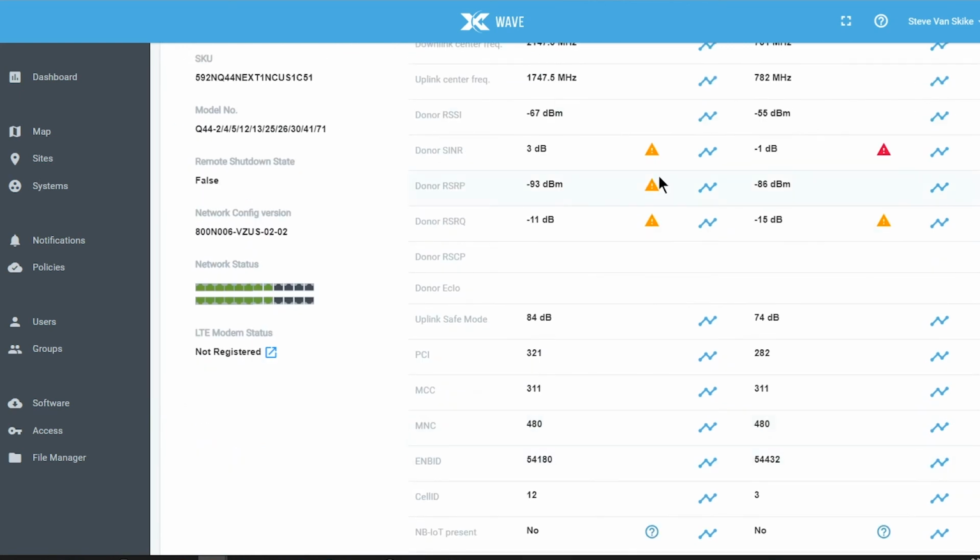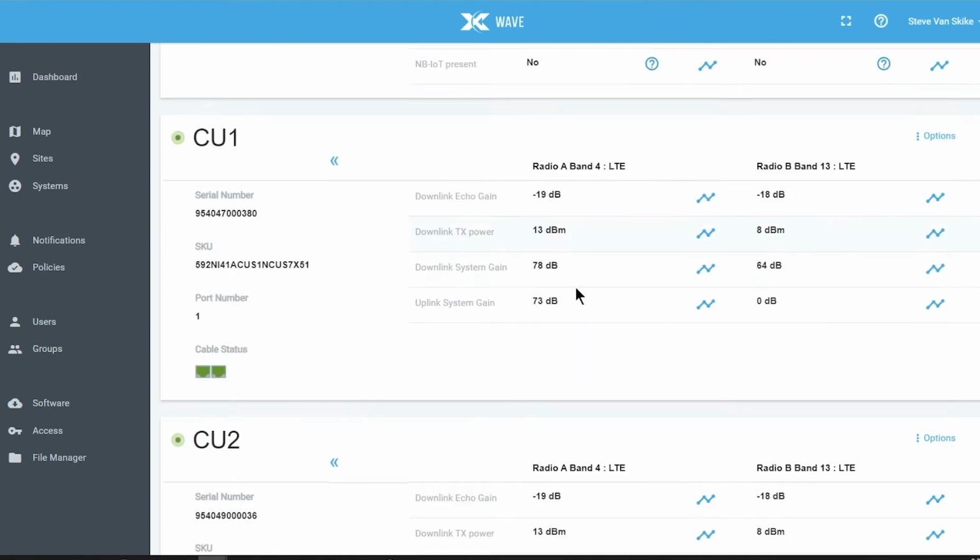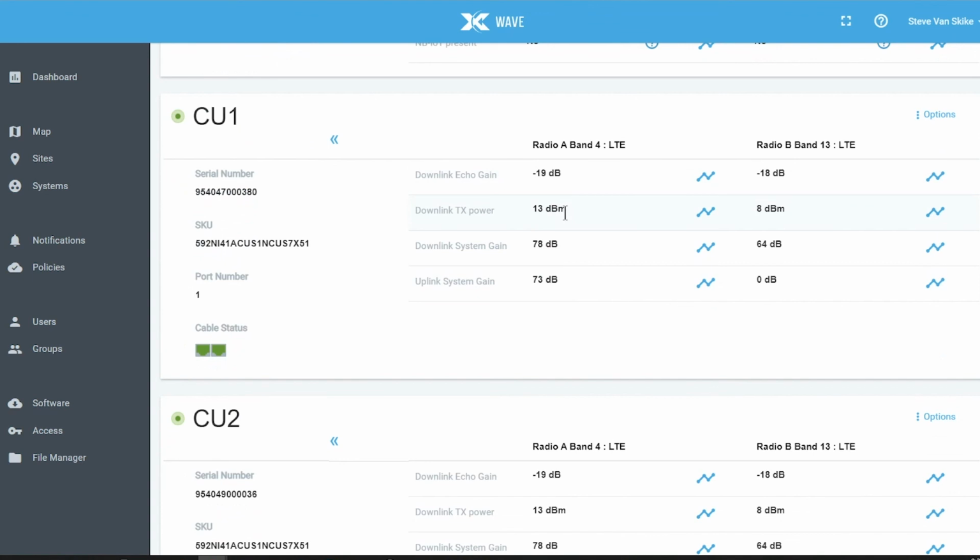Then once I've taken a look at that donor signal health and aimed my antennas and done what I can to make sure that signal quality has been maximized, I will also go down and take a look at the coverage units. Now there are two things that I'm looking for here. The first one is, do I have a service antenna so close to my donor antennas that the system has, even after running its echo canceller, had to drop gain and power to prevent an oscillation?